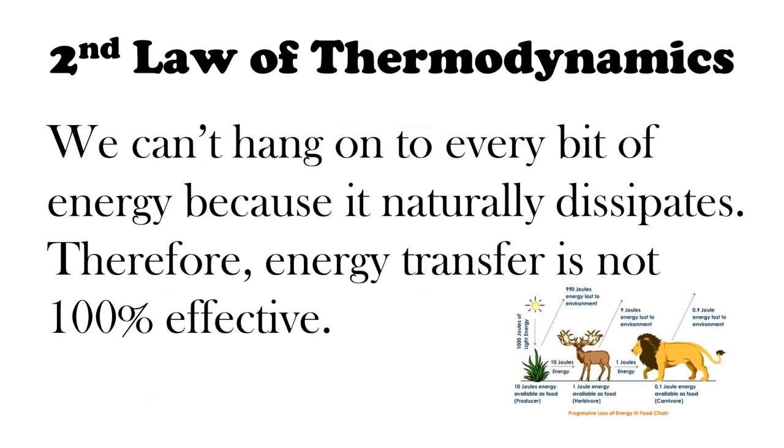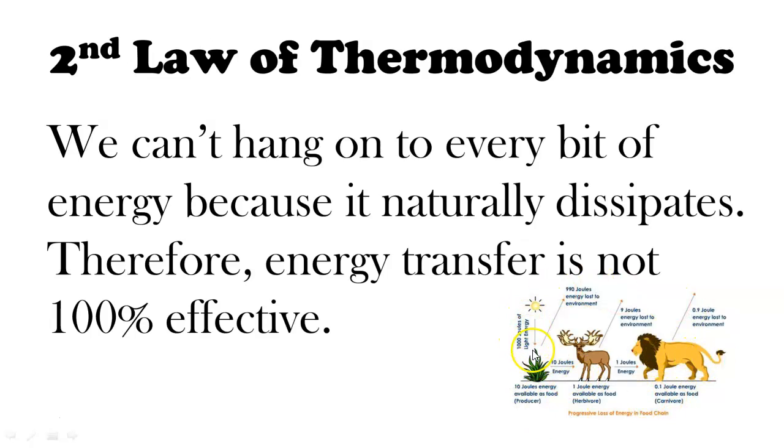So in other words, we can't hang on to every bit of energy because it naturally dissipates, and we know that energy transfer is not 100% effective when we move between the trophic levels. For example, we talked about only 1% of solar energy is converted during photosynthesis, and then only about 10% of the energy that is consumed is assimilated and converted to biomass, and as a secondary consumer, it's the same number, it's 10% again.